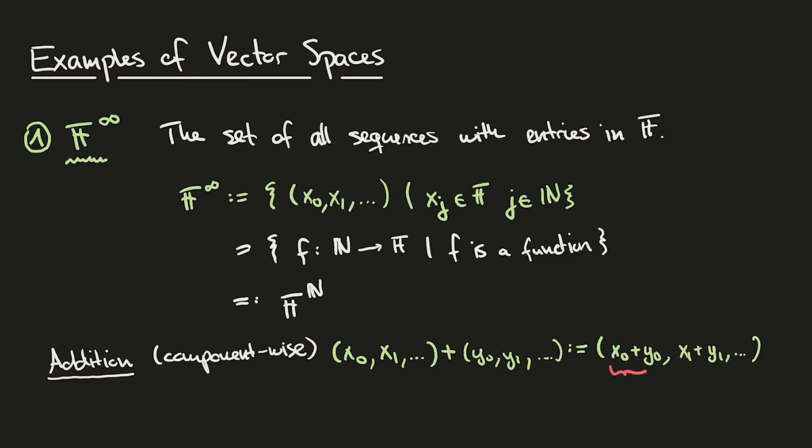And now we note that this definition makes sense because each of the elements x0 and y0 is an element of the field f, so we can form their sum in f, and get another element of the field f.